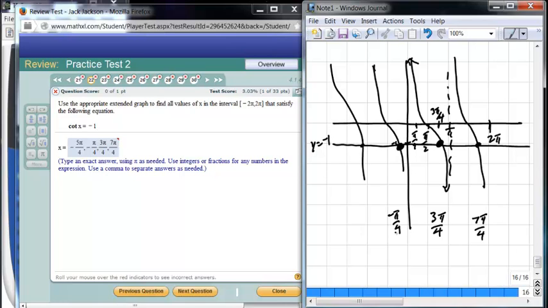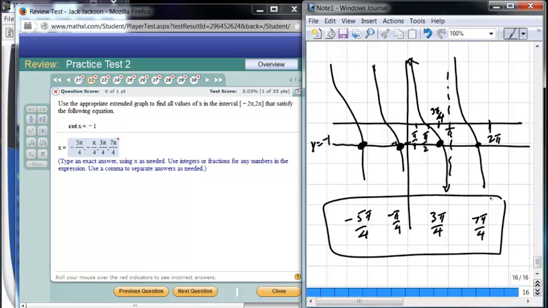And then let's subtract another pi, which would be negative 4 pi over 4 plus this is negative 5 pi over 4. That would be this guy right here. And if we subtract another pi, then we're past negative 2 pi. So these are the only ones that are in that interval. And that's what we have here. Of course, you have to enter these with the symbol palette.